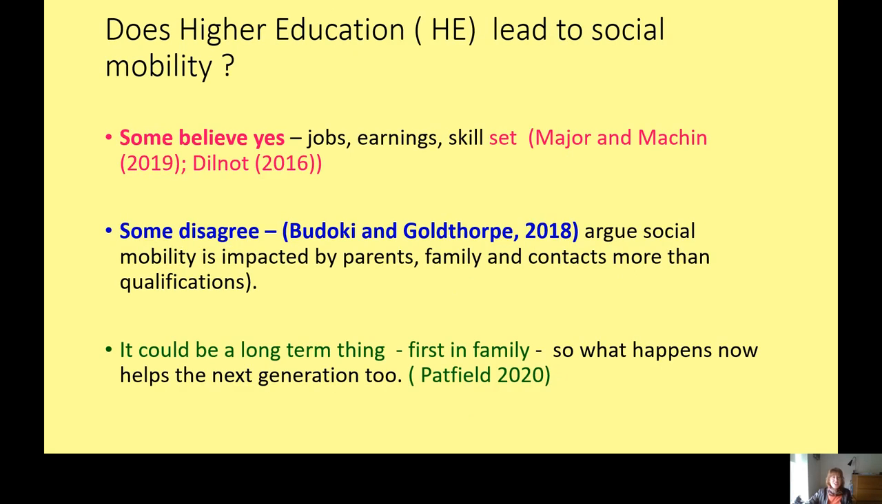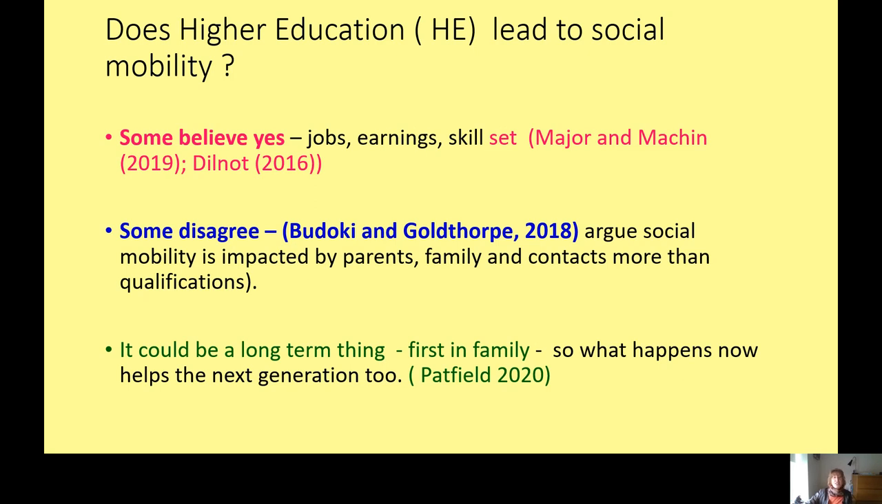So does higher education, does participation in university definitely lead to social mobility? Well, this is a question that's debated by academics. And as is often the case with academic debates, they don't always agree. Some people believe that higher education participation does help lead to social mobility for people from lower income groups. People like Major and Machin, Dilnot, would argue that participation in higher education increases someone's chances of getting a higher paid job, probably a professional job, and therefore improves their social mobility, and also that of their children going forward.